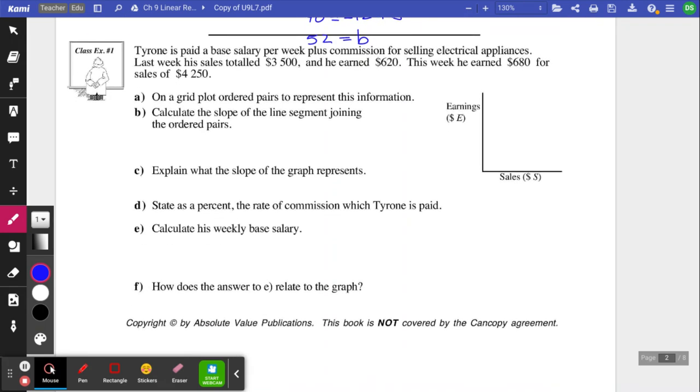Tyrone is paid a base salary per week plus commission for selling electrical appliances.